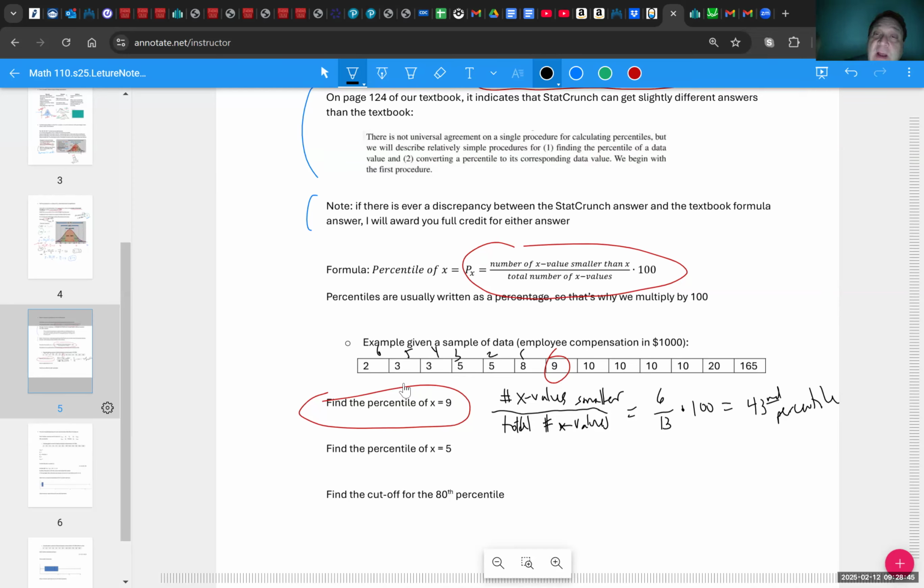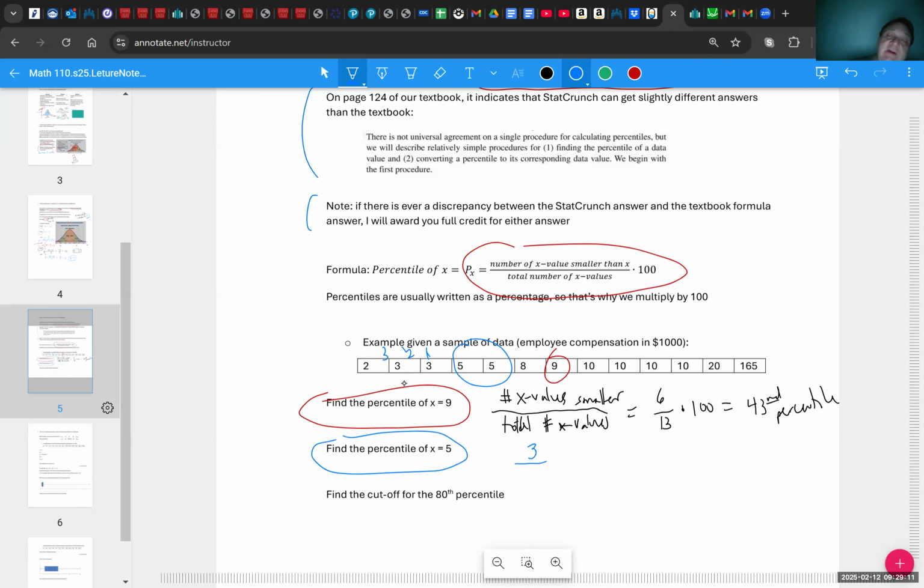I'll show you one more: the percentile of X equals 5. The reason I'm showing you this one is because there's more than one 5, so there's a little bit of ambiguity in what we count here. But we have to count the number of values lower than the X value. The X value of 5 occurs, of course, twice, but how many values are lower than 5? There are 1, 2, 3 values that are lower than 5. So our top number would be 3.